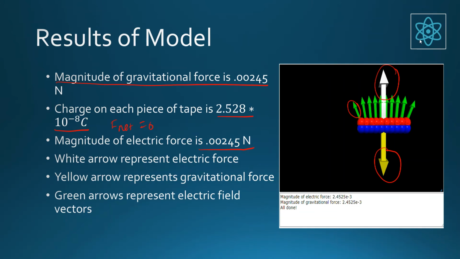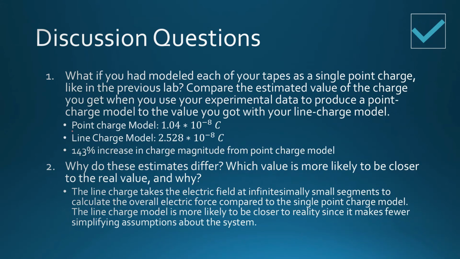The first discussion question had us look at the differences in the point charge model, which had a charge of 1.04 times 10 to the negative 8 coulombs, compared to the line charge model, which had 2.528 times 10 to the negative 8 coulombs. We notice that this is a 143% increase in charge magnitude from the point charge model to the line charge model.